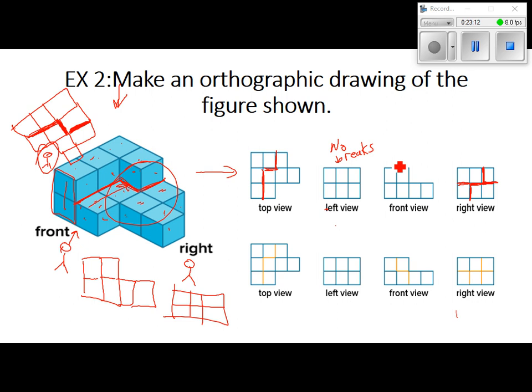Oh, I forgot this one, sorry. Break here, break there, break there. So, yeah, I got that one right, that's good. Got this one, oh, I forgot one. Yeah, because this first block over here is back farther than that one out there, so there should be a break there.